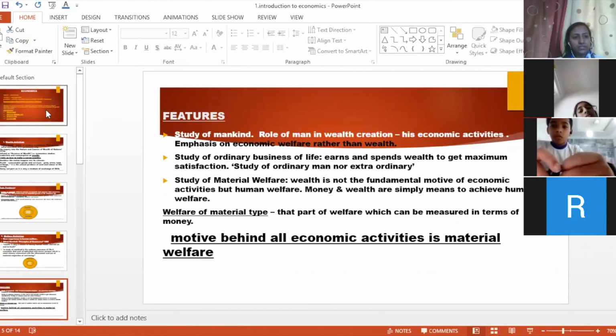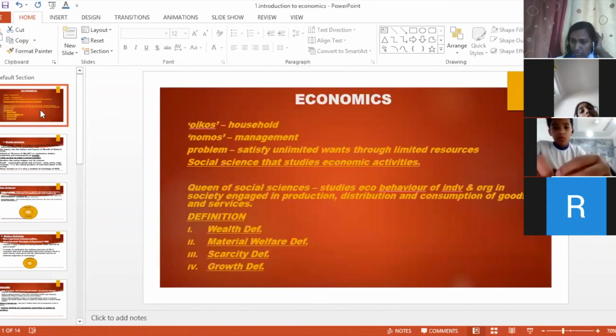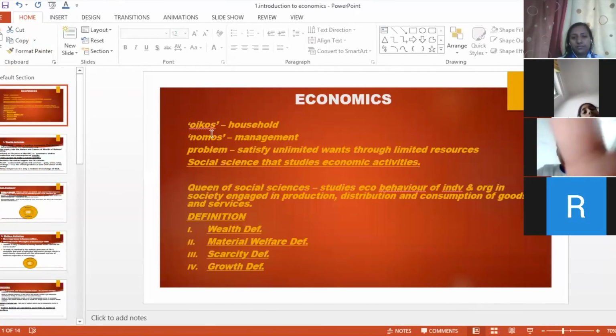So first we learned what economics is all about. Economics was derived from the Greek words oikos and nomos. Oikos meant household and nomos means management. So economics is basically management of a household. And the economic problem that we study is the satisfaction of unlimited wants from limited resources.